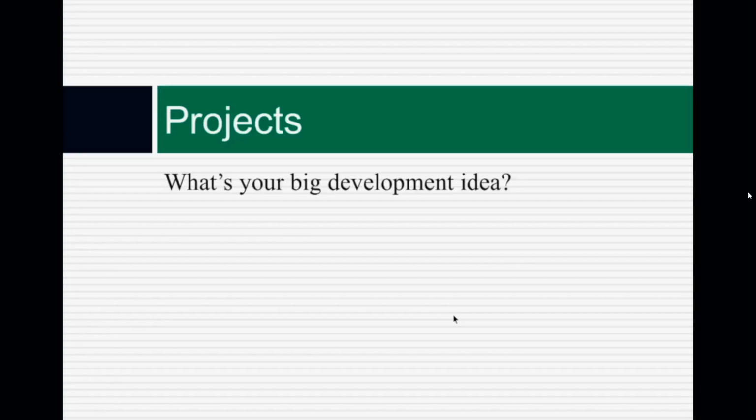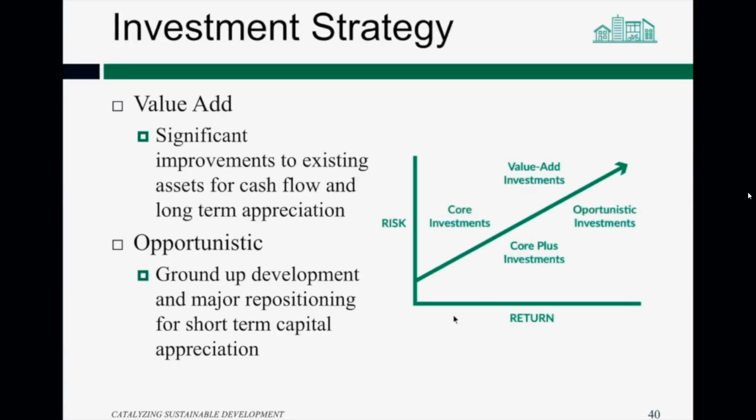So we're going to talk about some different types of projects that you can be pursuing depending upon a few different criteria: your risk appetite, your skill set, and your track record. So when we're talking about projects, one of the better ways to determine projects to pursue is a balance between risk and return. So usually we're talking about either value add investments or opportunistic developments.